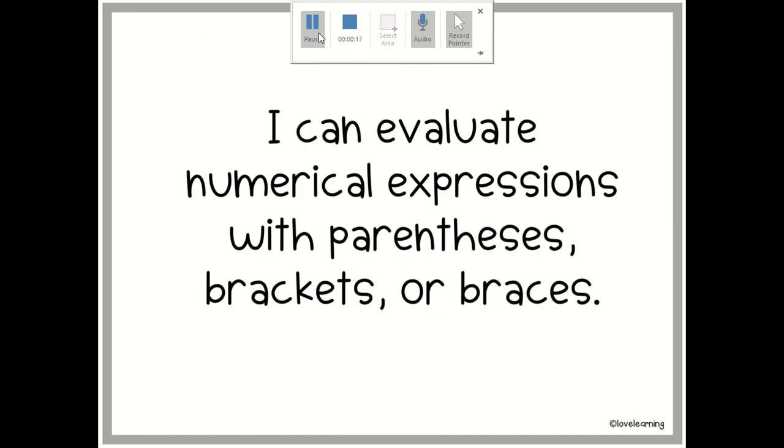Let's take a look at our learning target. I can evaluate numerical expressions with parentheses, brackets, or braces. So today we're really going to focus on parentheses and brackets.